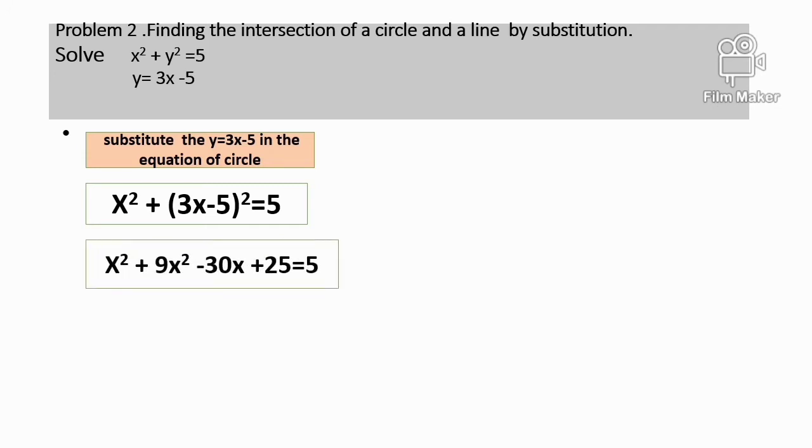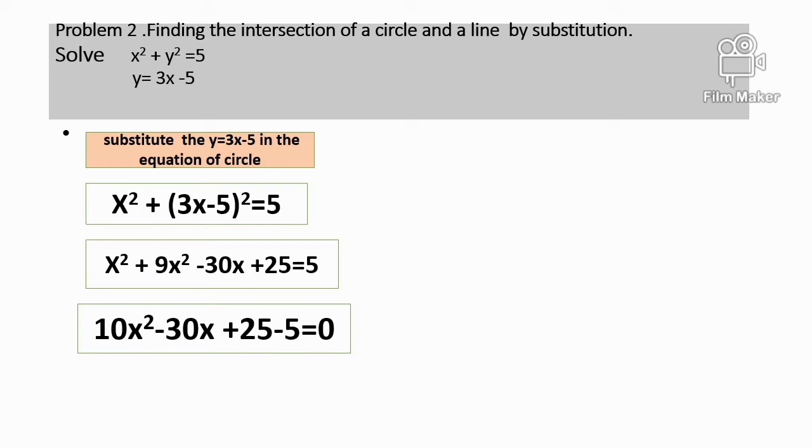Then after that, multiply 3x minus 5 by 3x minus 5. So the answer is 9x squared minus 30x plus 25 equals 5. Then we will add x squared plus 9x squared, and then we will transpose 5 to the negative 5. So x squared plus 9x squared will be 10x squared minus 30x plus 25 minus 5 equals 0. So 10x squared minus 30x plus 20 equals 0.